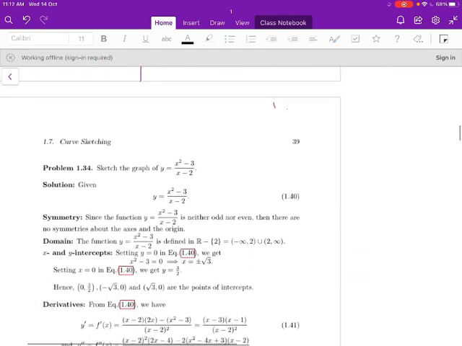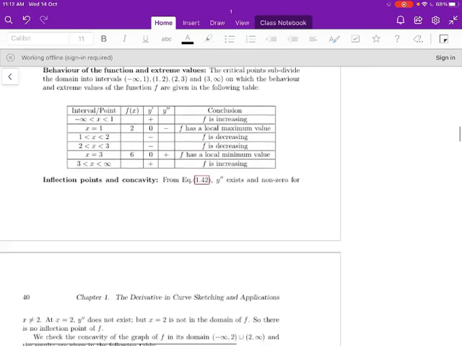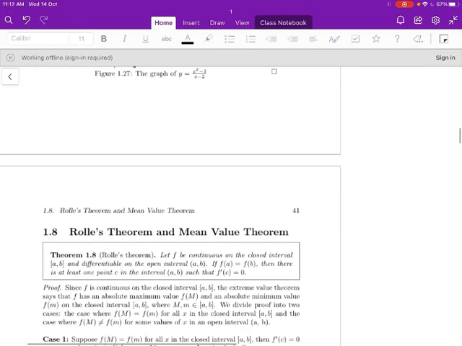Similarly, you can solve problem 1.34 yourself. The rest of the problems, just try yourself. Let us stop.